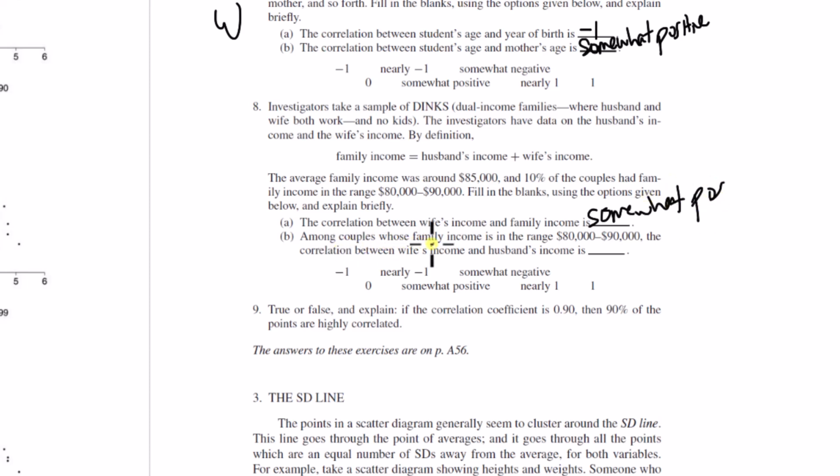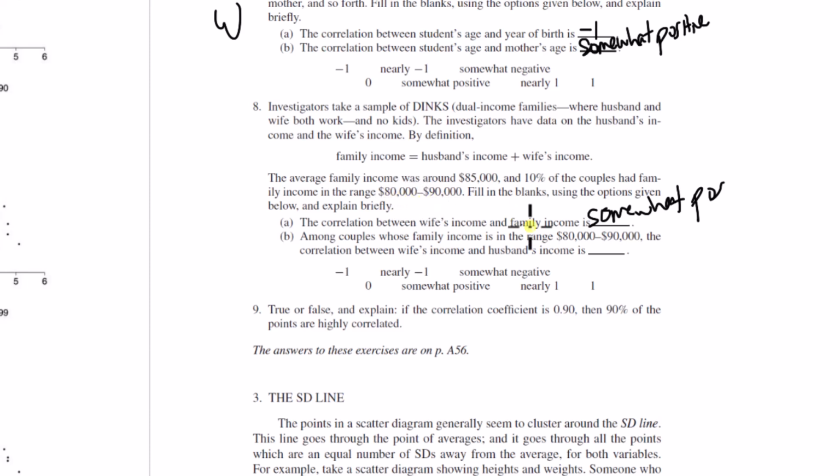Okay, among couples whose family income is in the range $80,000 to $90,000, the correlation between wife's income and husband's income is... okay, does this give us some information? The average family income was around $85,000, and 10% of the couples had family income in the range $80,000 to $90,000, so 10%. This is right around the average.